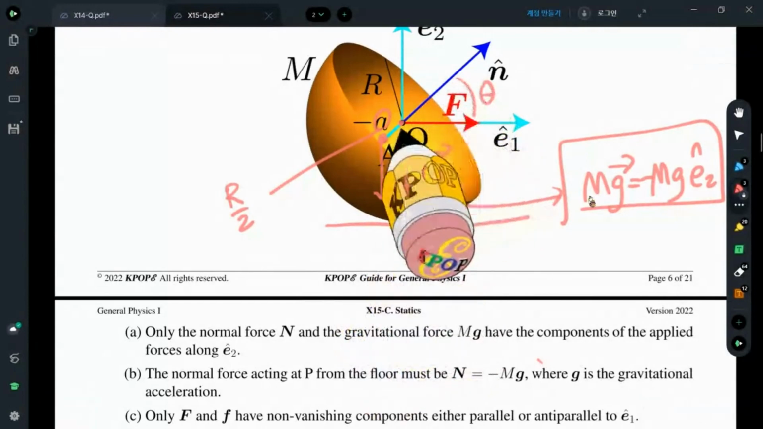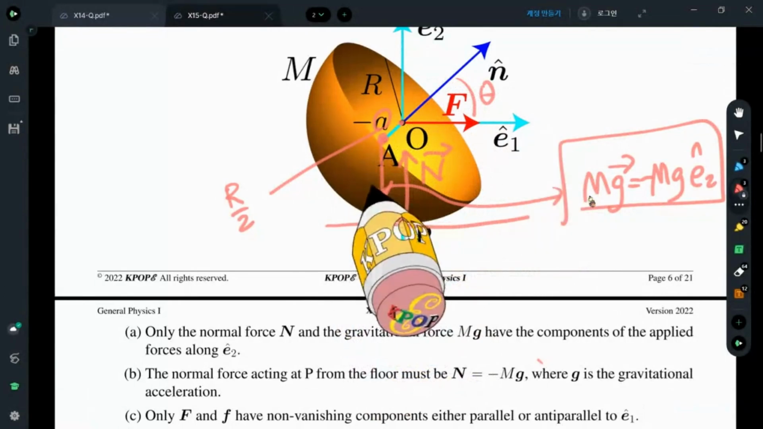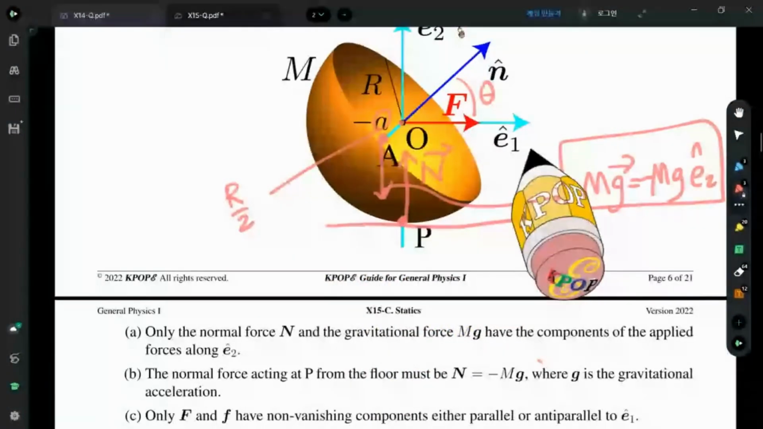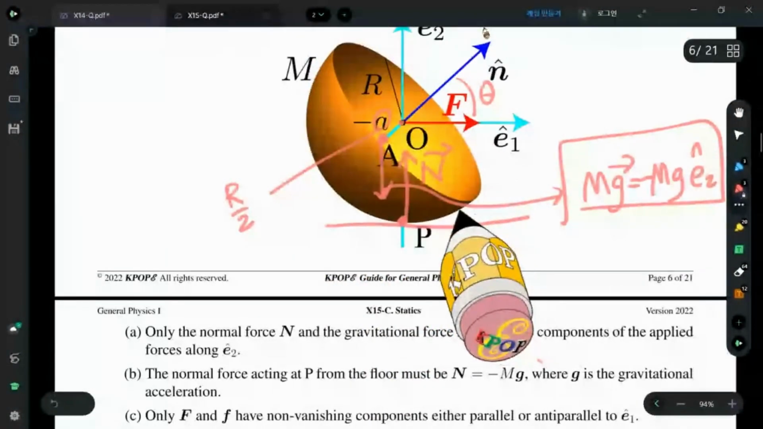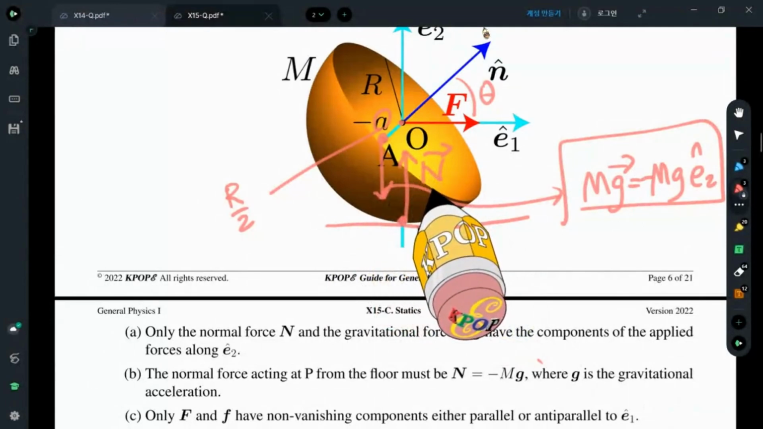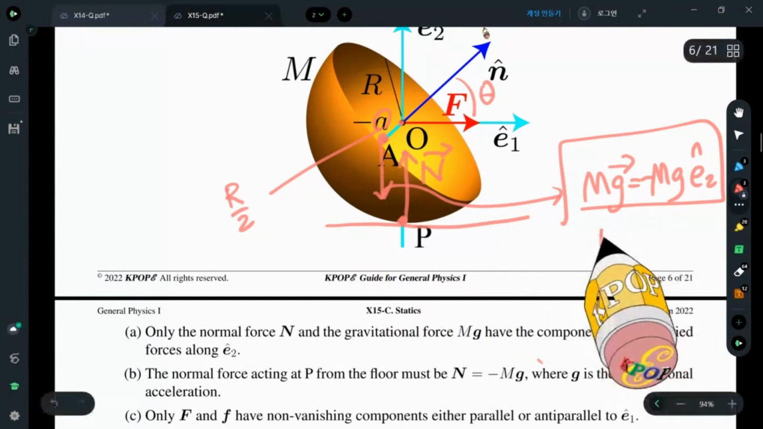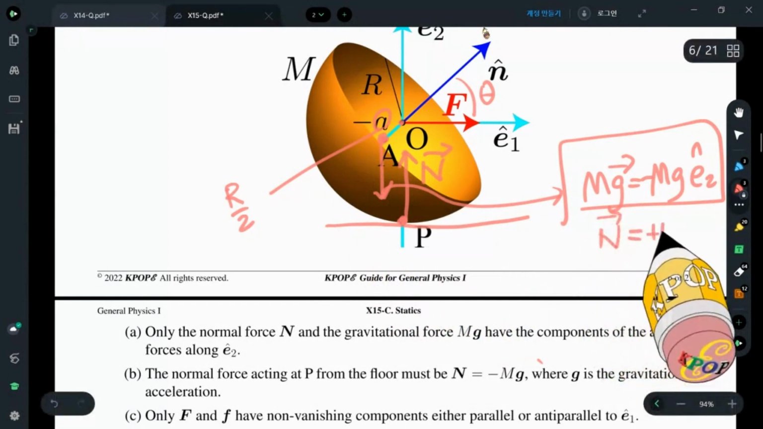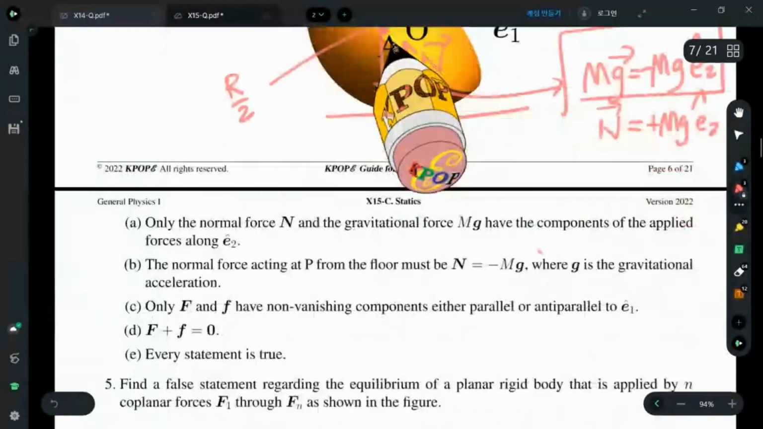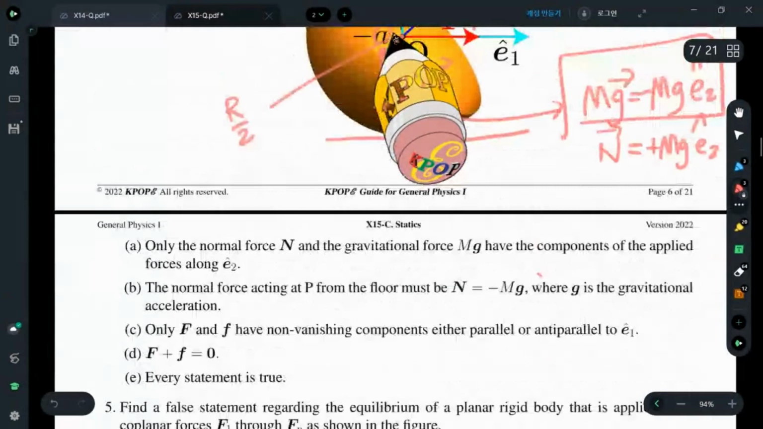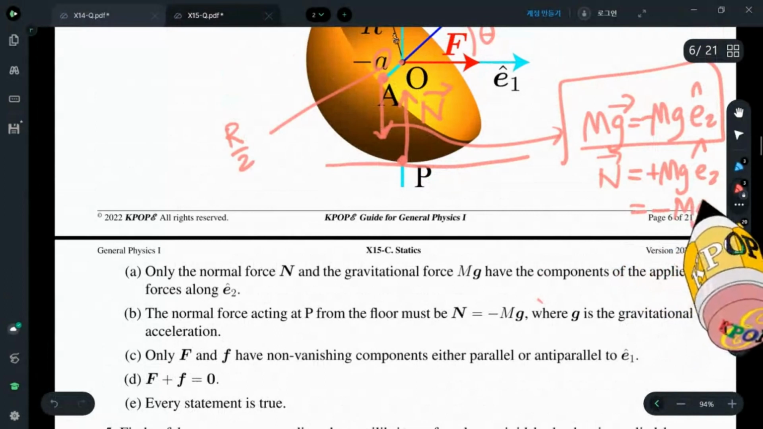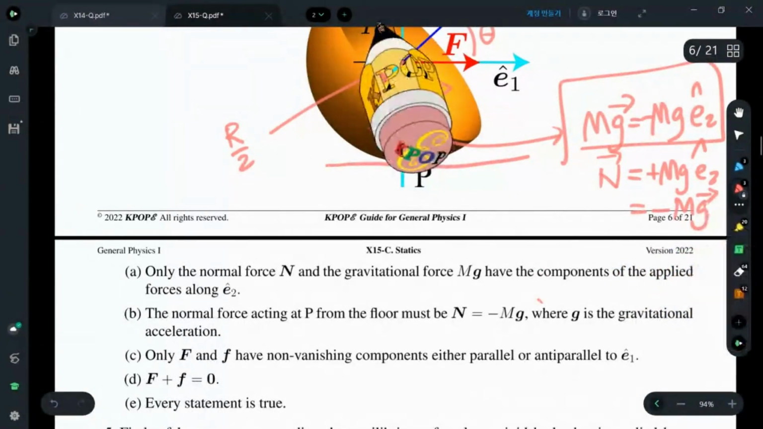Because this additional force is horizontal only, the vertical components are only these two. And this is in equilibrium. Therefore, the magnitude of the gravitational force and the normal force must be the same and opposite. So the normal force is found to be plus mg E2.